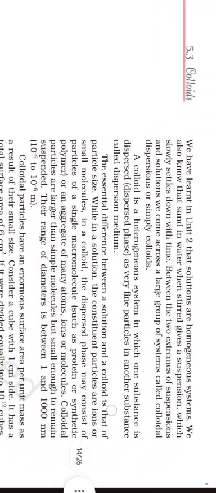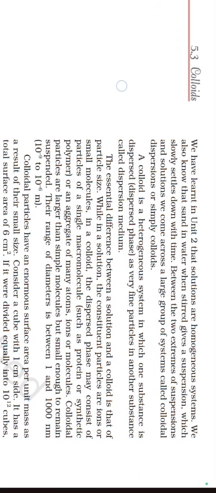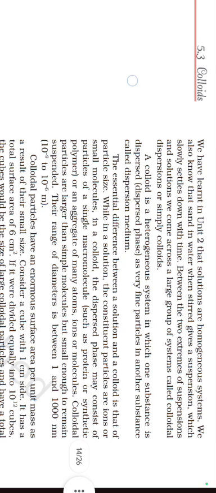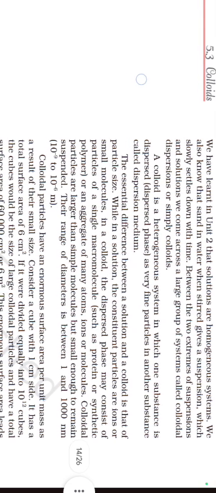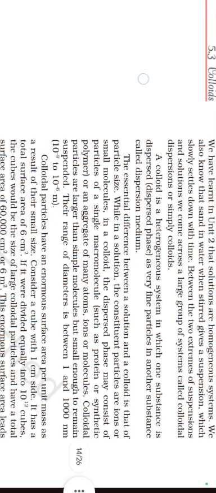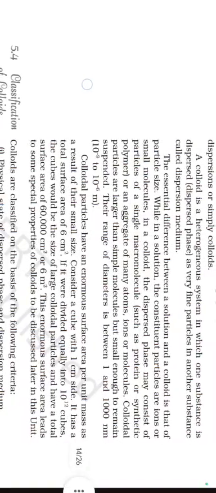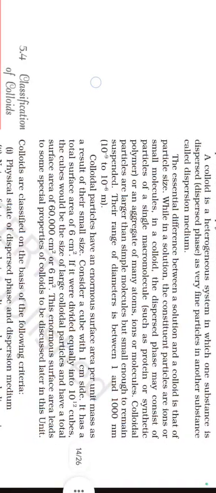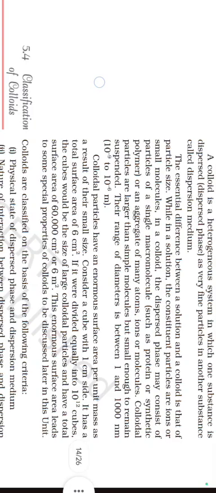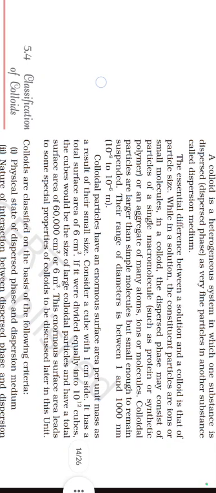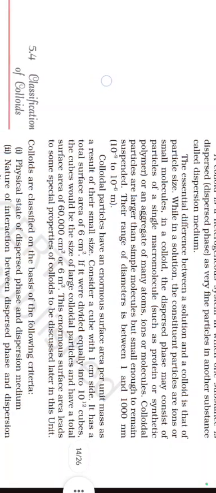Colloids. We have learned in Unit 2 that solutions are homogeneous systems. We also know that sand in water when stirred gives a suspension which slowly settles down with time. Between the two extremes of suspensions and solutions, we come across a large group of systems called colloidal dispersions, or simply colloids. A colloid is a heterogeneous system in which one substance is the dispersed phase, as very fine particles in another substance called the dispersion medium.